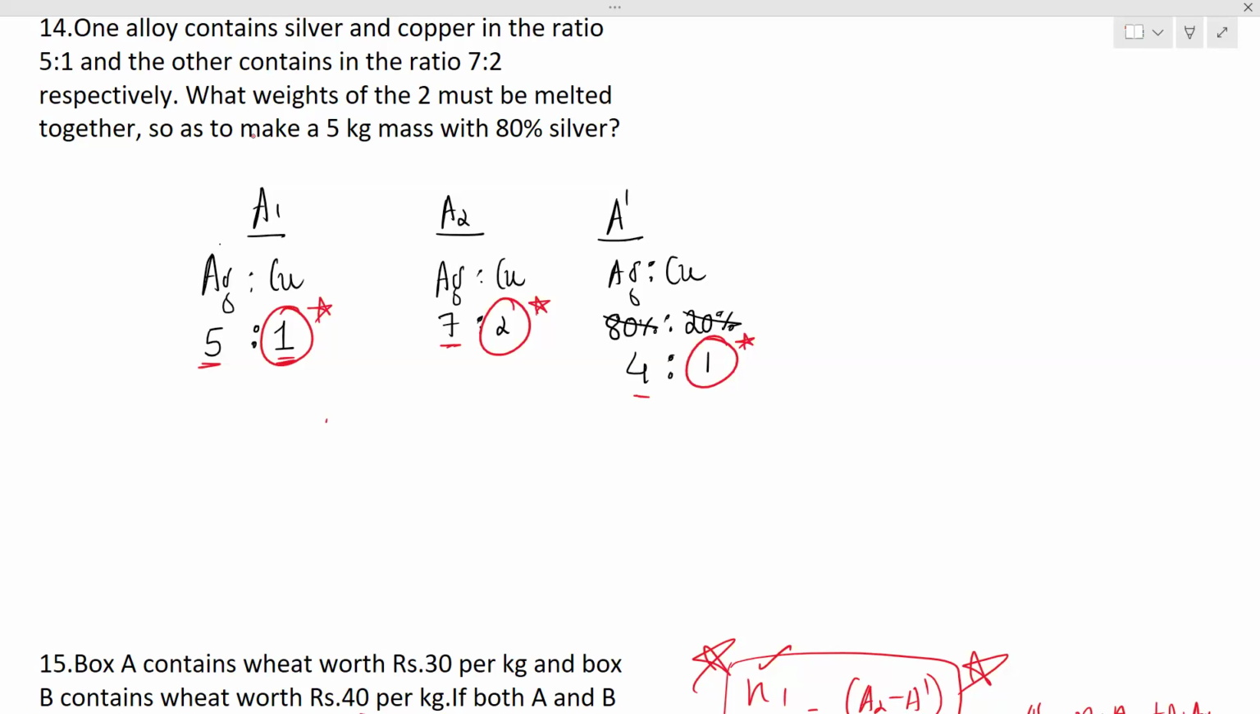Ratios class is done to you. That is what everything here is chain linked. If you have dealt with ratios properly, we would have understood here. One part out of total of how many parts? 6 parts. 5 plus 1, 6 parts.